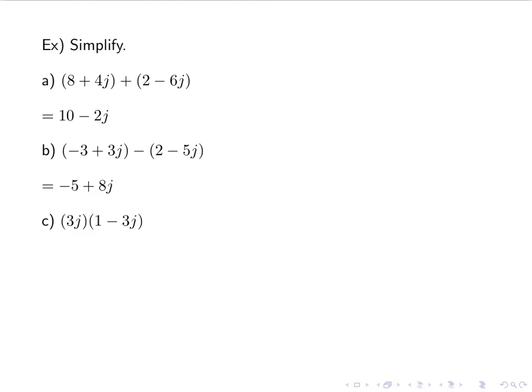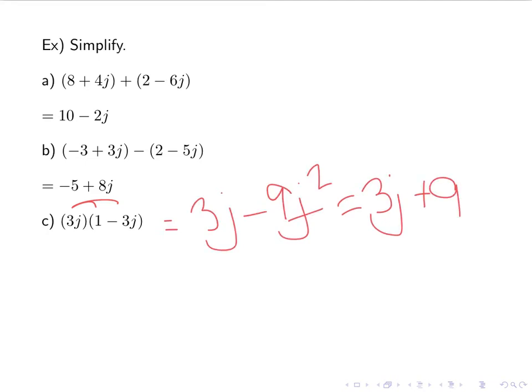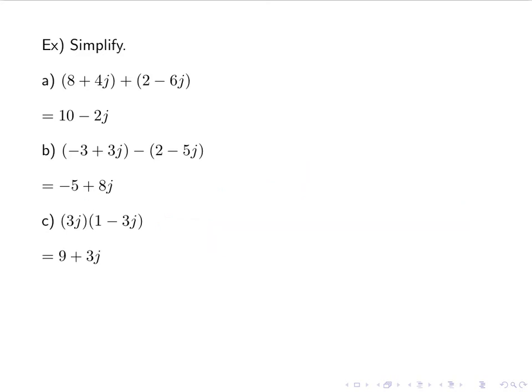For C, I have 3j times 1 minus 3j. This won't be FOIL because my first term doesn't have the two parts to it. So I'm just distributing. So I would have 3j minus 9j squared. Again, j squared is -1, so I'll have a double negative there. And then we always want to make sure that we put our answer in rectangular form. So I'm going to switch the order, and it's going to be 9 plus 3j.